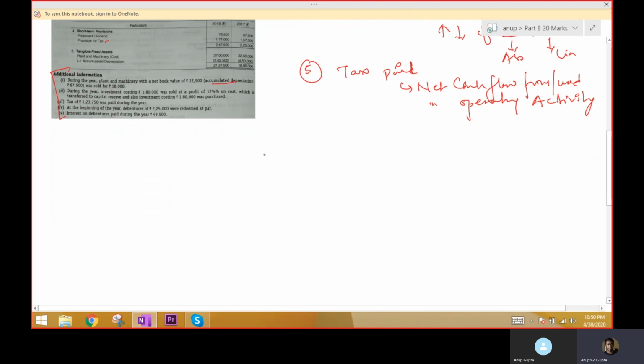Now we go to step 6. Step 6 includes cash inflow and outflow in investing activity.